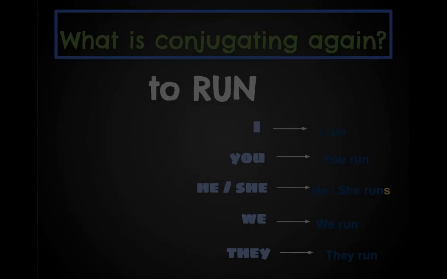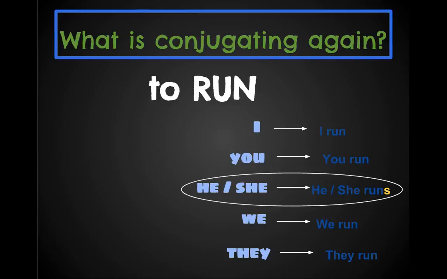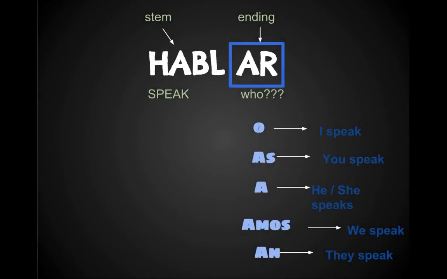Before we get into what stem changing verbs are and how they work, let's remind ourselves of what conjugation is again. In English, this is how we conjugate. I run, you run, he runs, she runs. We spell it a little bit differently. We run and they run. In Spanish, however, it's a little bit more complicated.